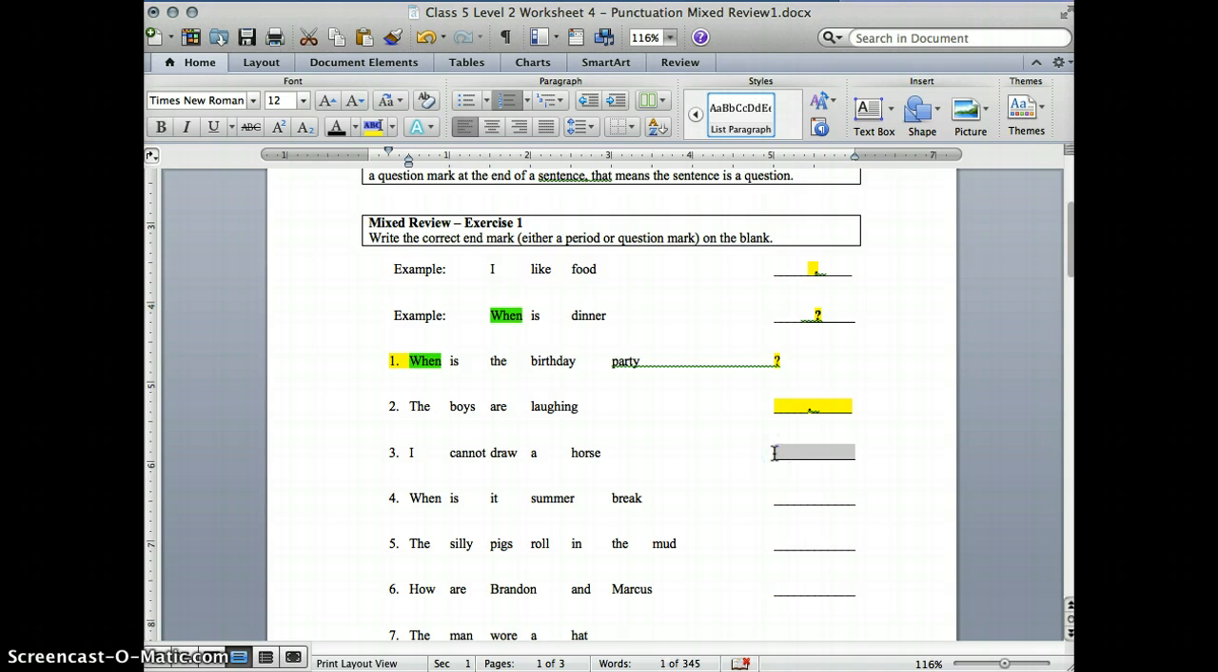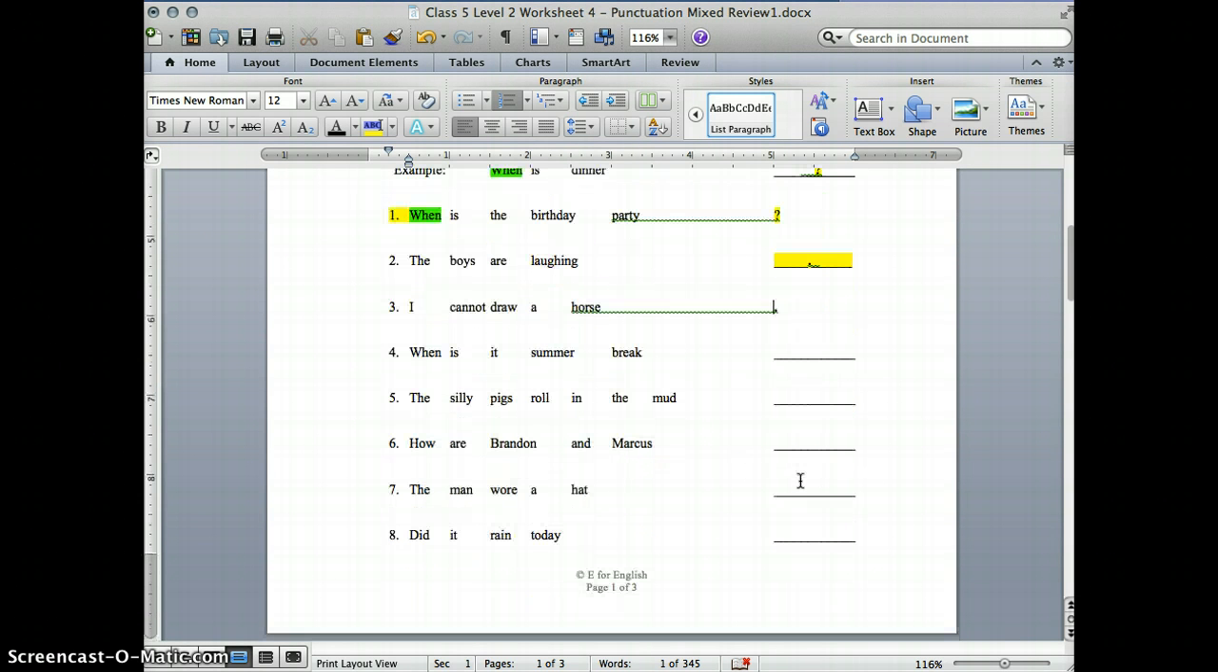It's stating a fact. So that is going to be a period over here. Now let's try number four. When is it summer break? So again, what is that key word that I just talked about? I see a keyword that automatically tells me that this sentence is a question. Good. That word is when. So when is it summer break? So that automatically means that this is a question.